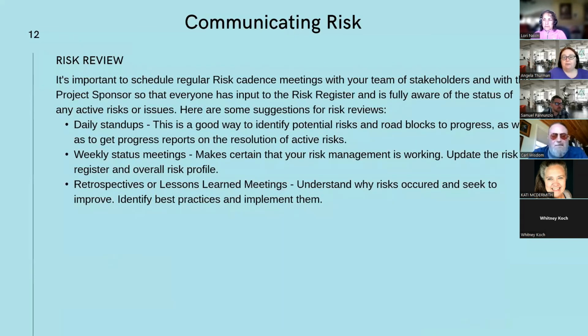Okay, so communicating risk. Risk reviews. It's very important to regularly schedule risk reviews, and there are different levels of risk reviews, because you want to keep your team of stakeholders, and especially the sponsor, apprised of any risks in the project. One of the best ways to do that is through your daily stand-ups, if your project is following a stand-up method.